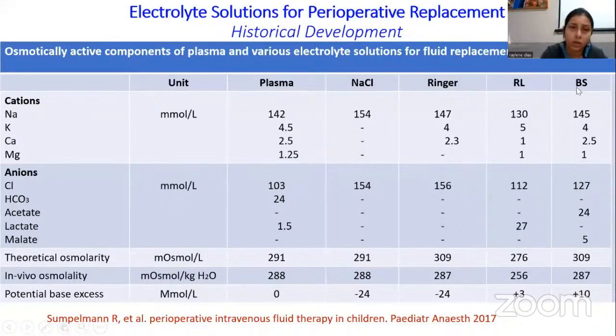And then we came up with the balanced salt solutions. These are solutions like Plasmalyte, which is a trade name, but they are basically all the same. This has sodium, potassium, calcium, a bit of magnesium, and among the anions, there is chloride, acetate, malate. What is important is that acetate is given as a precursor of bicarb. So that is more physiological. It does not require the liver for conversion, so the conversion of acetate to bicarb is faster in these solutions. And here the in vivo osmolality, as you can see, is almost the same as that of plasma and it has a potential positive base excess.